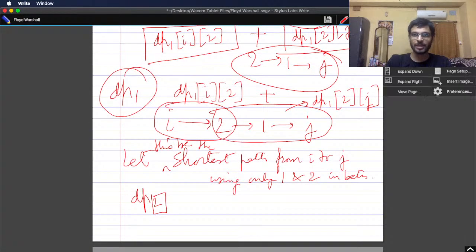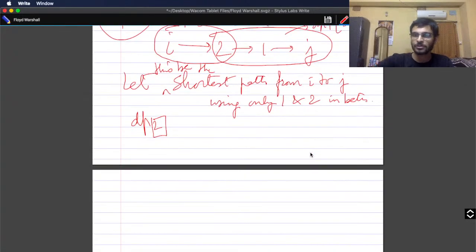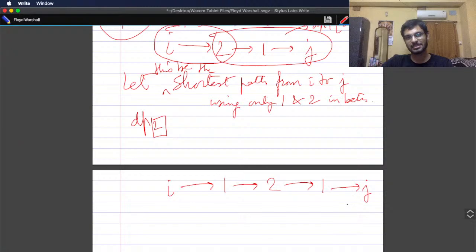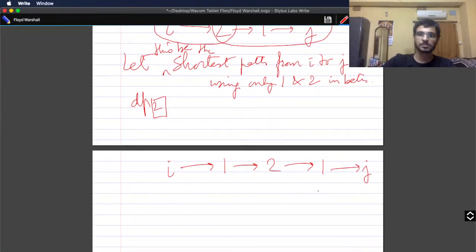Now a question may arise in your mind: what happens if I to 1 to j, suppose this is the best path, 2 to j, something like this. If this is the shortest path, then we can say that there is a negative kind of a cycle, right, which is leading to this. But for a moment, let's assume that there is no negative cycle.